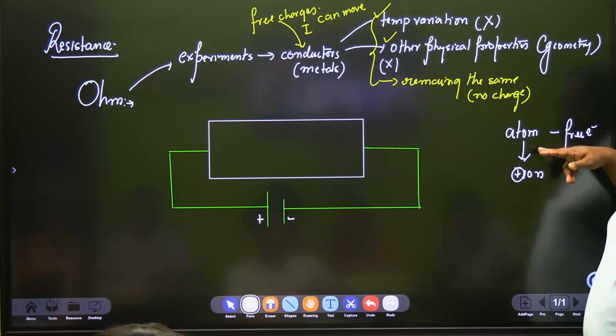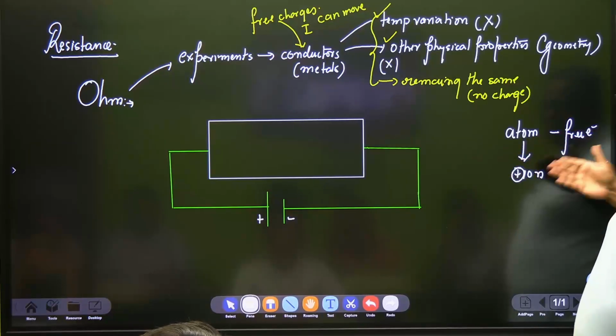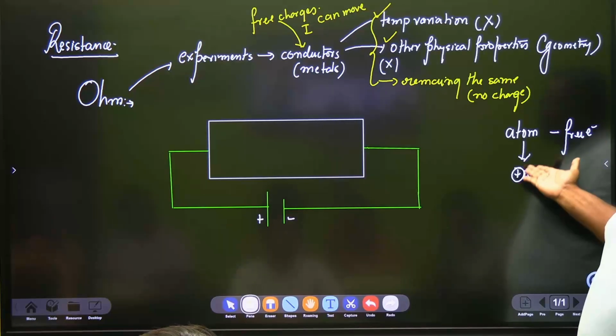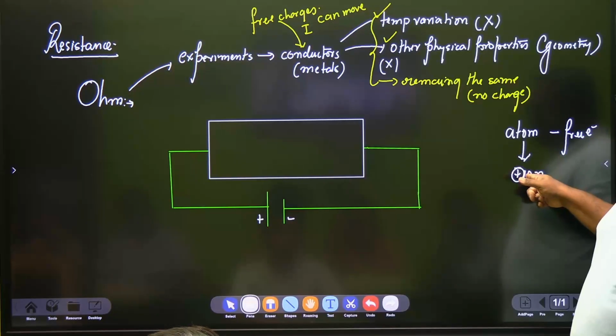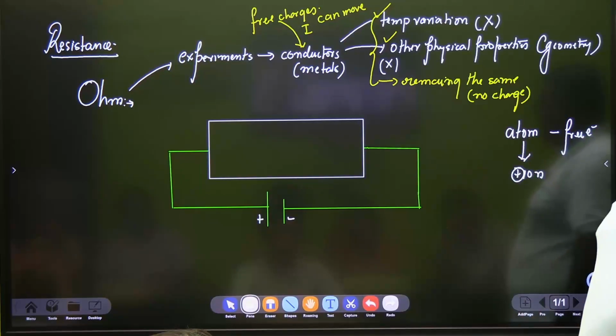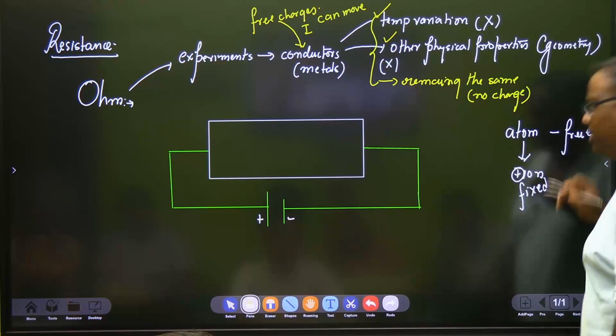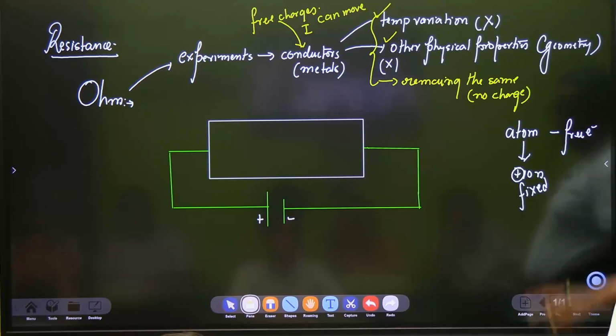Say, let's suppose, aluminum. Aluminum has 3 electrons on the outermost shell, right? The rest of the electrons are all tied. So in this ion, there is a net positive charge, and these remain fixed. Have you understood? These remain fixed.